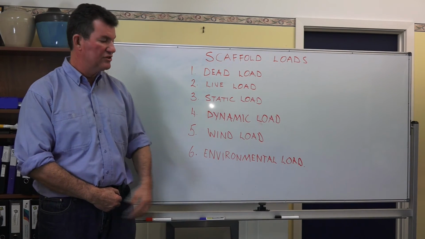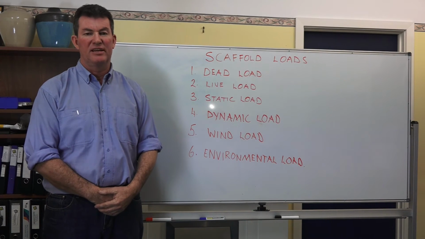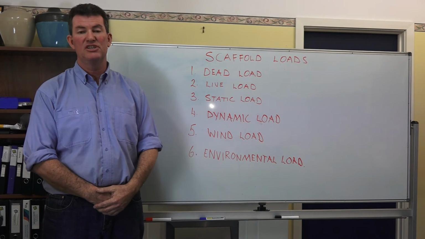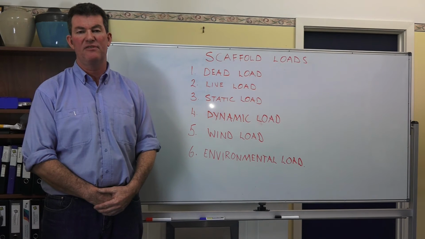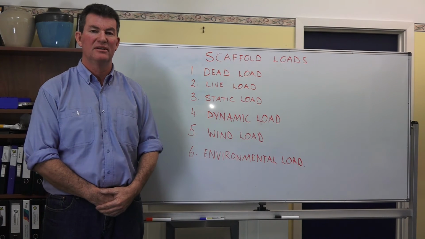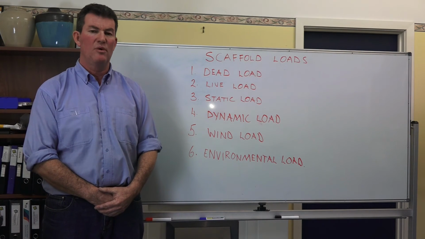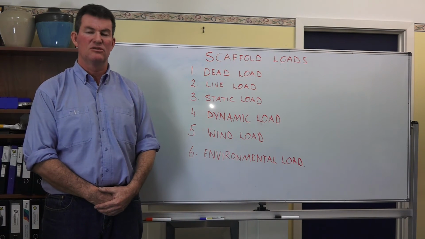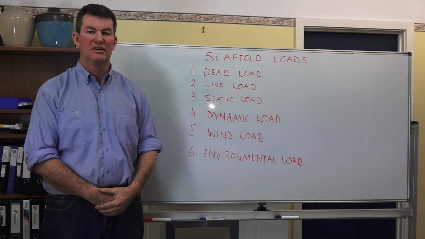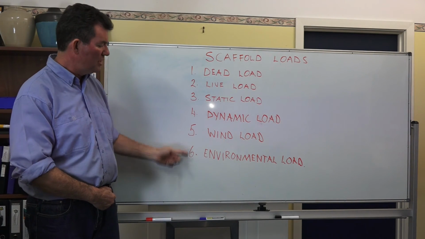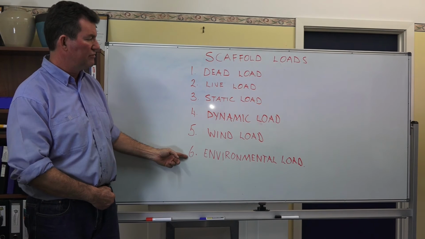And environmental loads, which is the weight of environmental factors. If a scaffold is being used for demolition and bricks and blocks are falling onto that scaffold, well, they're an environmental load. If a scaffold's left in a cold area and it snows or freezes, well then the weight of that snow and or ice is also part of the environmental load. So these are the loads that you need to be aware of to be a basic scaffolder in Australia.